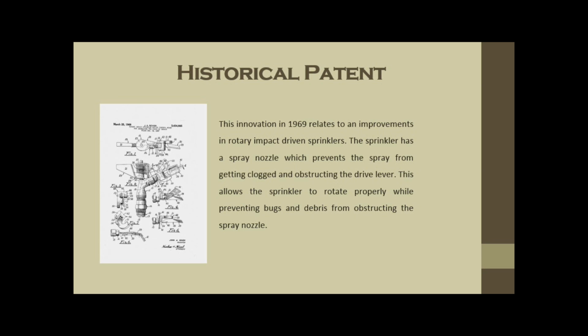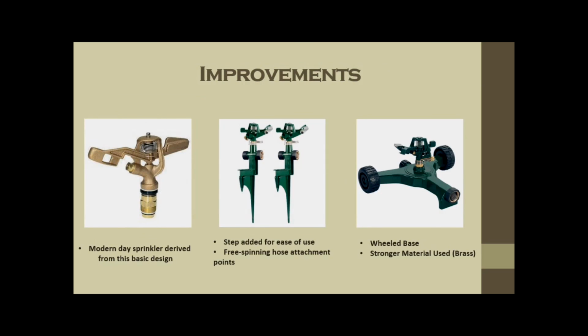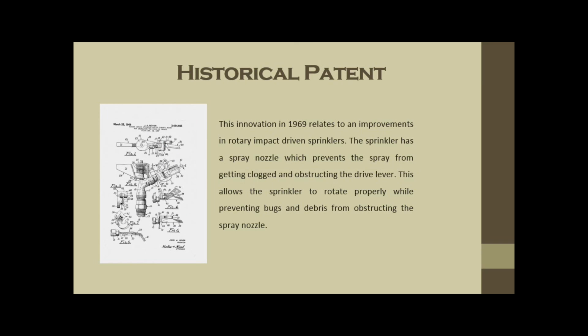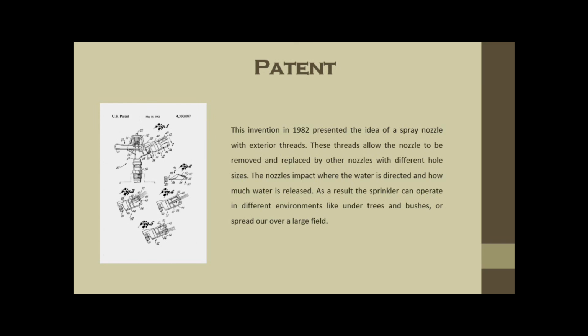One of the oldest historical patents we found was approved in 1969, but it was applied for in 1967. It makes an improvement on the original design, which is all the way on the left. It has a specific nozzle which doesn't allow any debris to get into it. And then another improvement that we saw in a more recent one, but it's still like 30 years old, is that this one has a removable nozzle, which then allows different angles of the water projecting out of it.